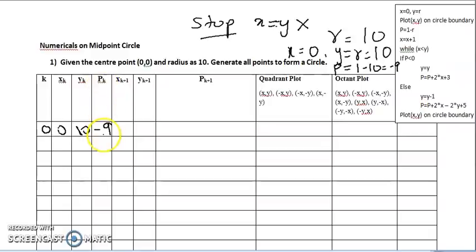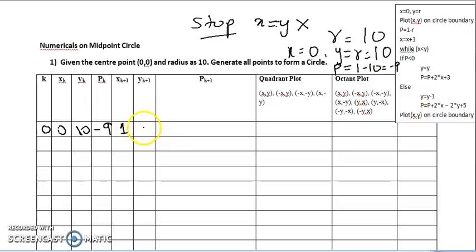Now, what is p? P is negative. And if p is negative, we fall under the previous criteria that says y will remain as it is and p will be p plus 2x plus 3. And what is x? X is by default incremented by 1. So I pick up xk and increment it by 1 so that I get xk plus 1. So my xk plus 1 becomes 1.